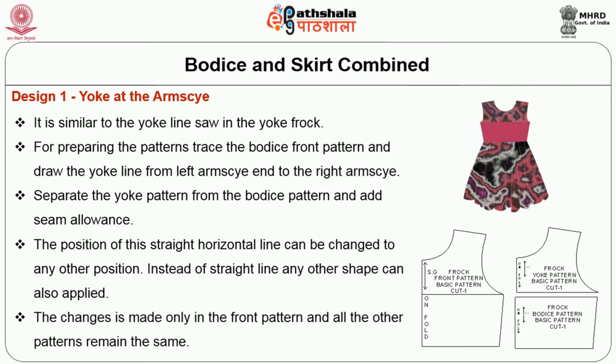Draw the yoke line from the left armscye end to the right armscye. Separate the yoke pattern from the bodice front pattern and add seam allowance at the yoke line. For all the other parts, the seam allowance line is the same. The skirt pattern remains unaltered. The back pattern also remains unaltered.